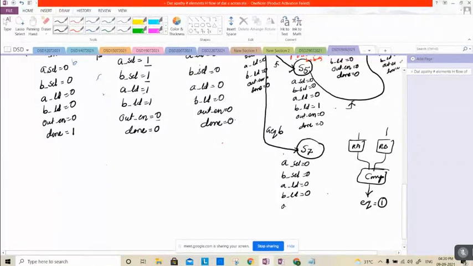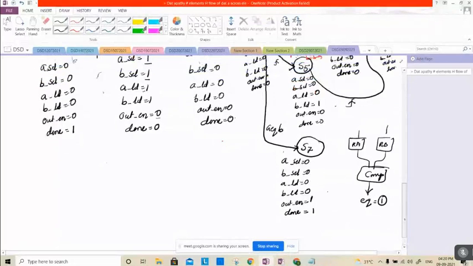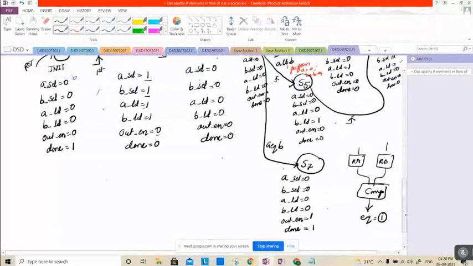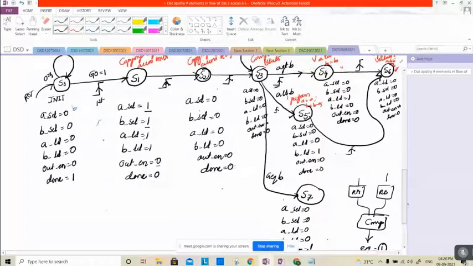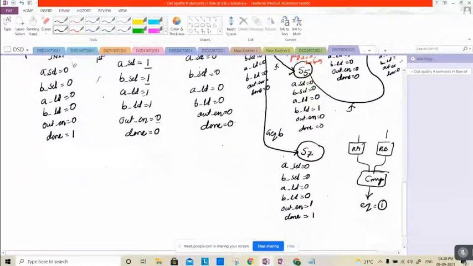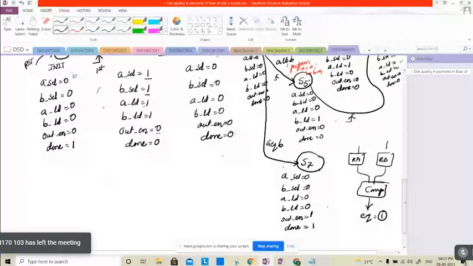Then what should be the value of out underscore enable? 1, sir. It should be 1. What about the done value? 1. Right, done value 1. If you keep the done value 0 also, it doesn't matter here. So you may change it in the next state, or here also you may change it. Right, out enable is equal to 1. Now tell me.